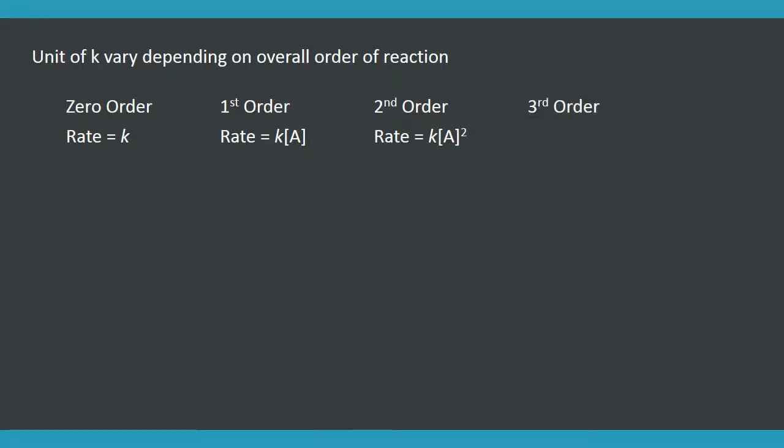And the third order reaction: rate equals K times the concentration of A cubed, or rate equals K times the concentration of A squared times the concentration of B, or you could reverse that. Or it could be rate equals K times the concentration of A times the concentration of B times the concentration of C, for those very rare three reactant equations. But you kind of get the point.